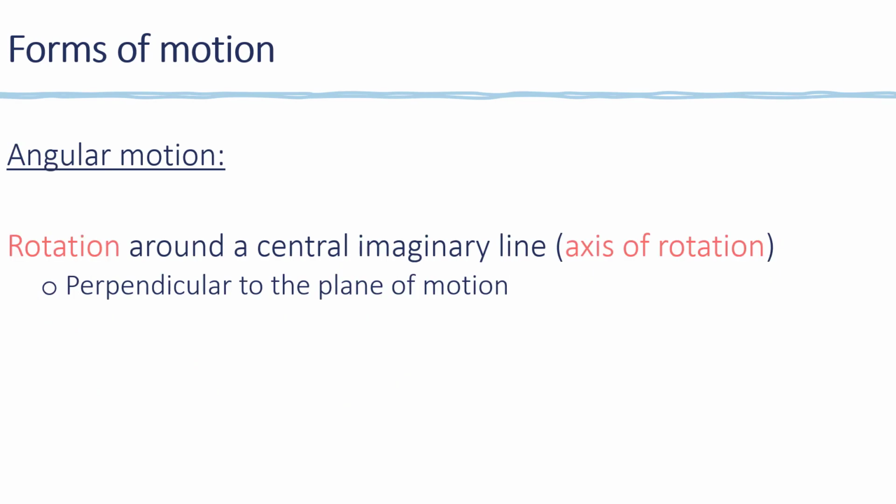Okay, next we have angular motion, which is rotation around this central imaginary line that's known as the axis of rotation. So this axis is oriented perpendicular to the plane in which that rotation is occurring. And almost all human movements involve rotation of a body segment around an imaginary axis of rotation that passes right through the center of the joint to which that segment attaches. And when angular motion or rotation occurs, then portions of the body in motion are constantly moving relative to other portions of the body.